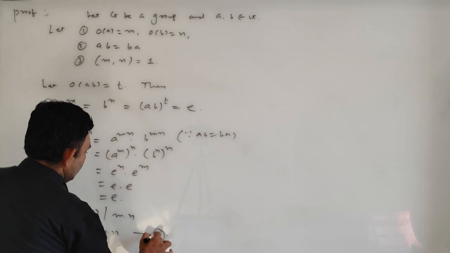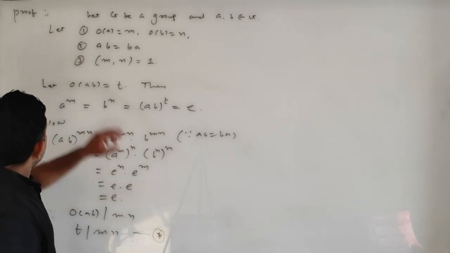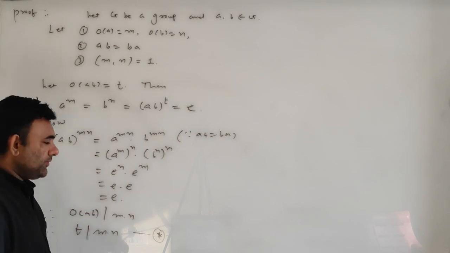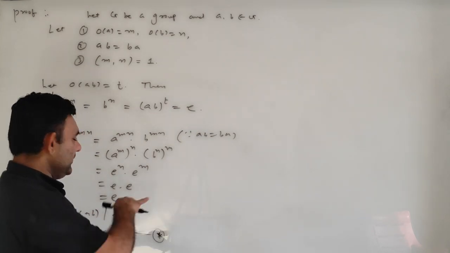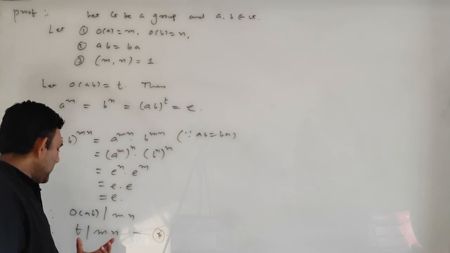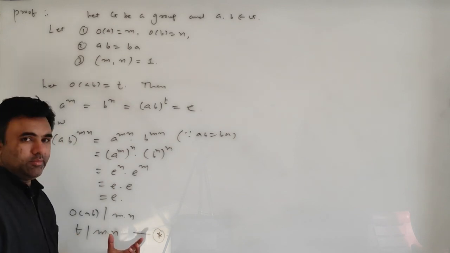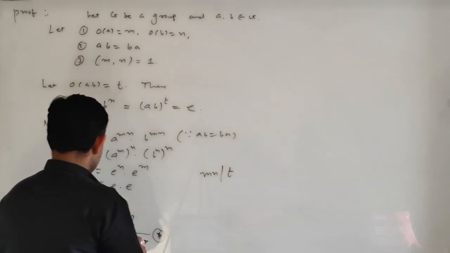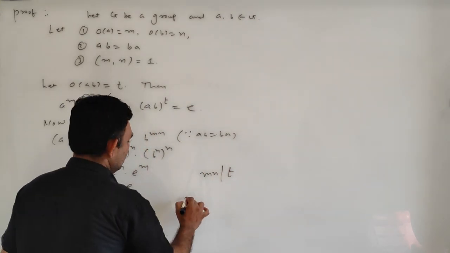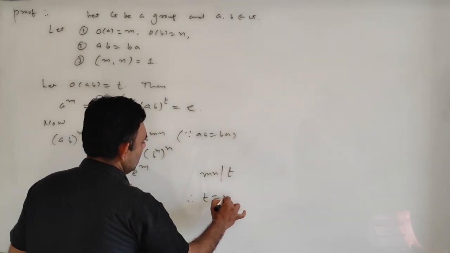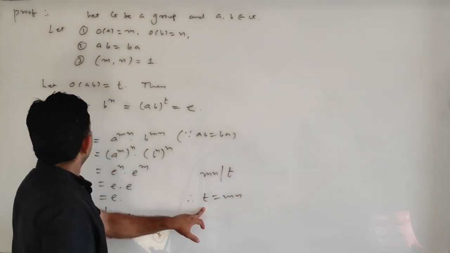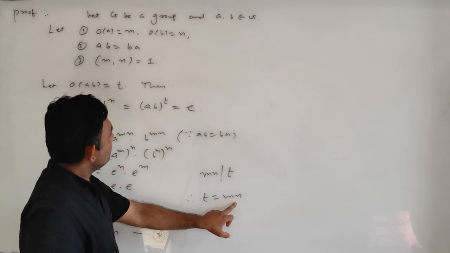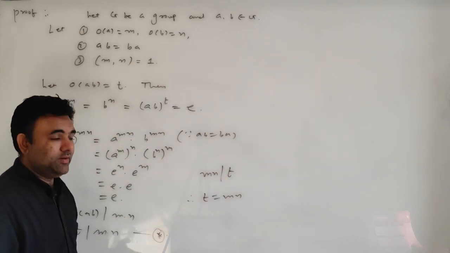Result number, you may say it is star, because I have already used it here. So T divides mn. Now if I prove mn divides T, then we have T equal to mn. If you combine these two things, then therefore T is equal to mn. And what is T? T is the order of AB. And what is m? The order of A. What is n? The order of B. And we are done. So this is the idea.